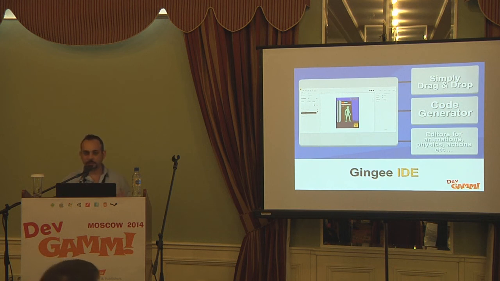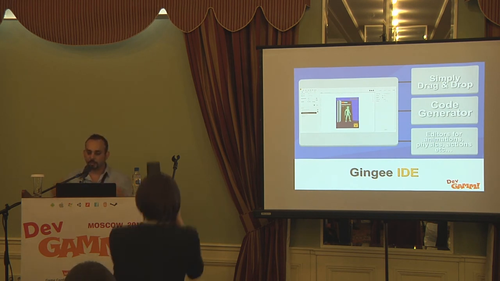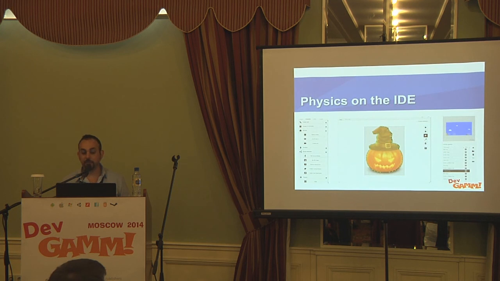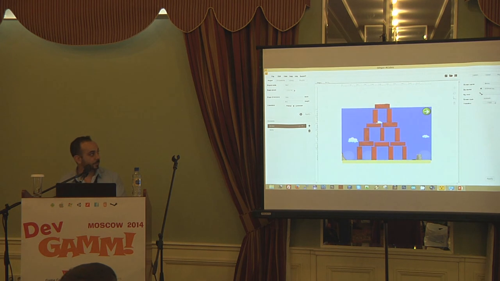That means that when you create a game with the Gingee IDE, you are not limited to what the Gingee IDE has to offer. You are only limited by your imagination, because what you do with the IDE is press File, Export, and it exports the code for you. You get the classes, you get all the code, and you can inject anything that you'd like inside. We have editors for animations, physics, actions, and all of those kinds of things. And what I want to show you right now is one demonstration of how you create physics with the Gingee IDE. So I go to the IDE itself.